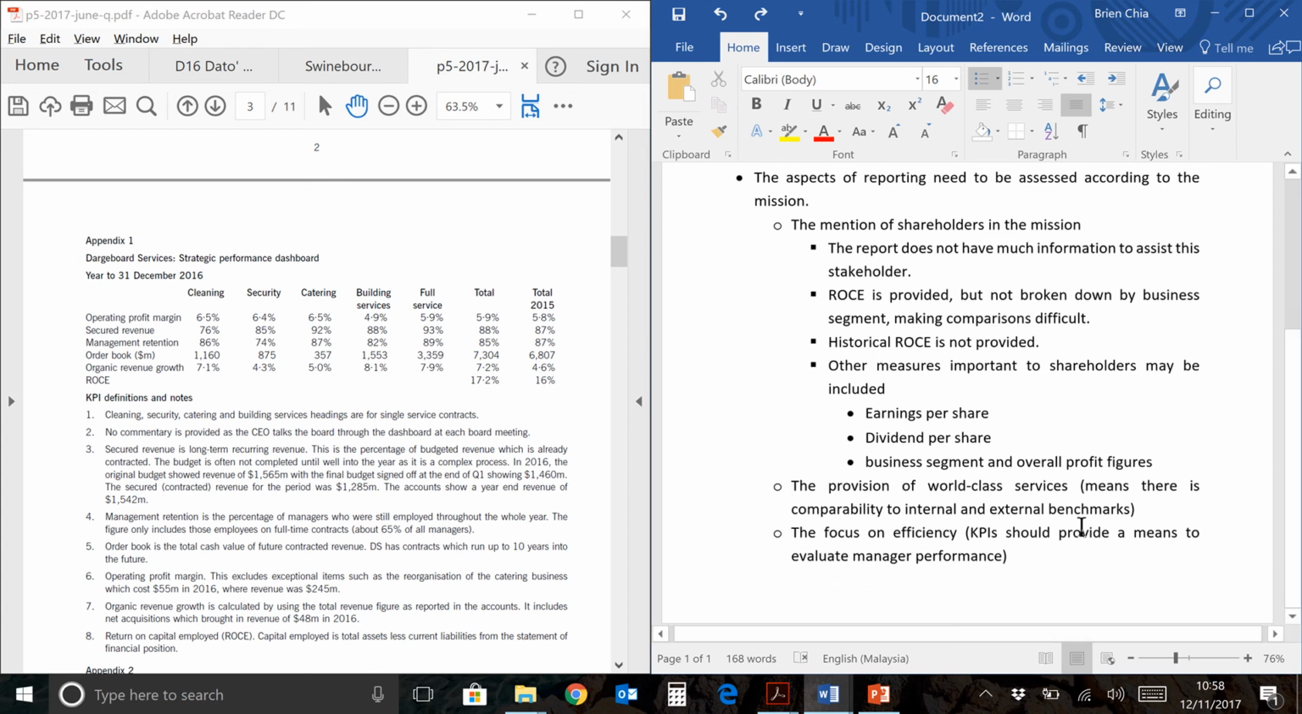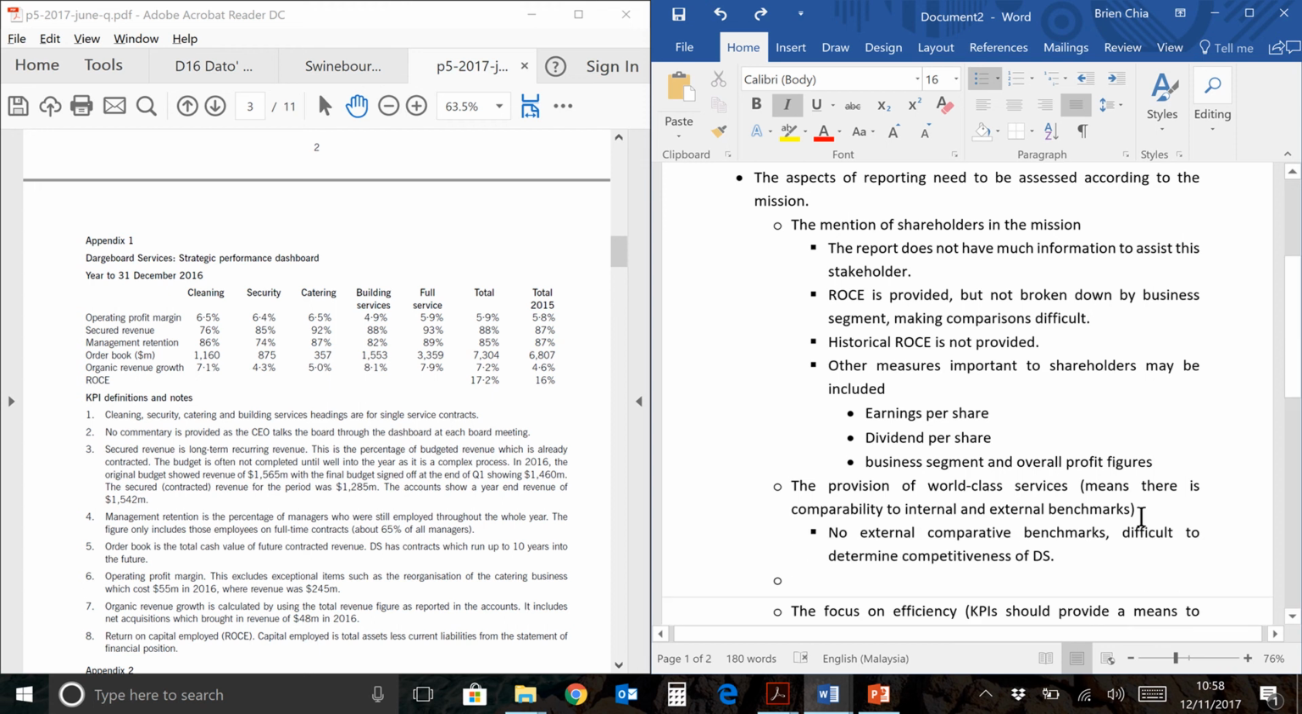Now let's look at our second part of our answer, which is the provision of world-class services. We need to focus on benchmarks, and obviously here there are no external comparative benchmarks for cleaning and security for all these different segments. So it is difficult to determine the competitiveness of the services.